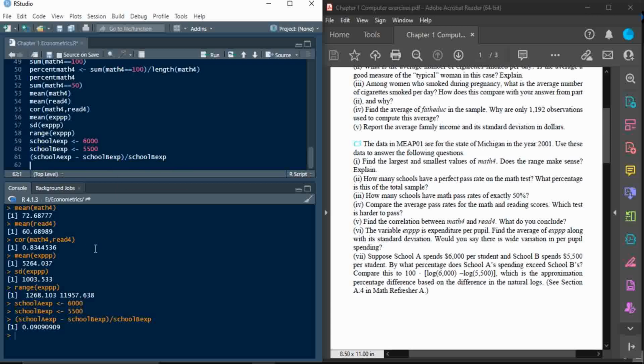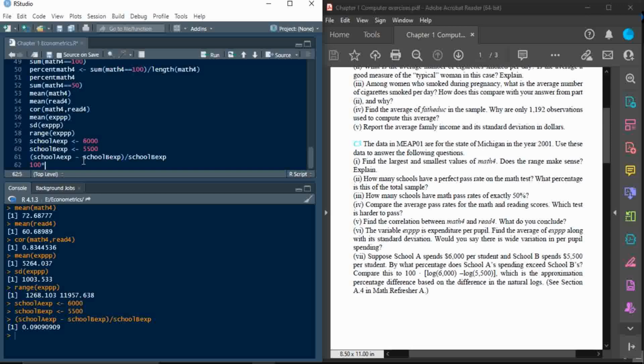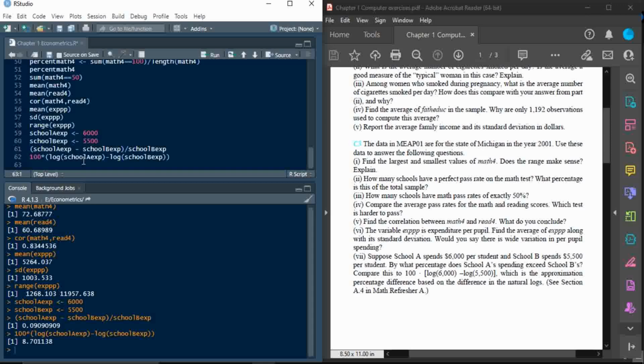So school A's expenditure exceeds school B's expenditure by almost 9%. The other part of the question says to do a log transformation of this data. We can easily do this in RStudio by simply typing the log command. Take the log of school A expenditure minus log of school B expenditure, and then press Ctrl plus enter. Now it gives the result 8.70. It means that school A's expenditure is greater than school B's expenditure by 8.7%.